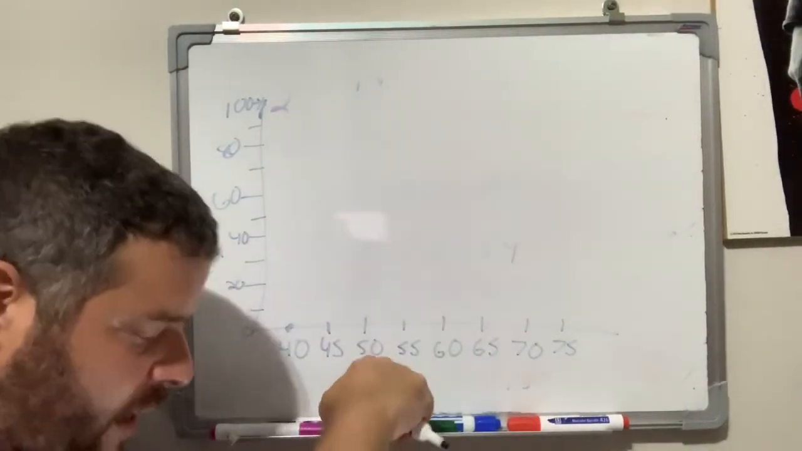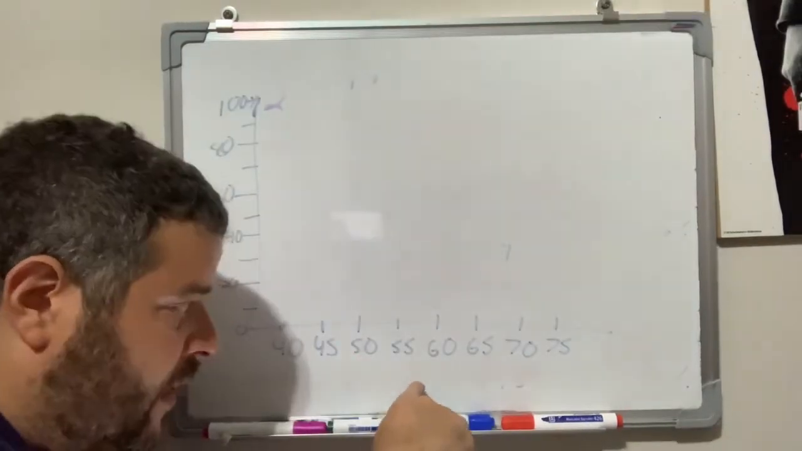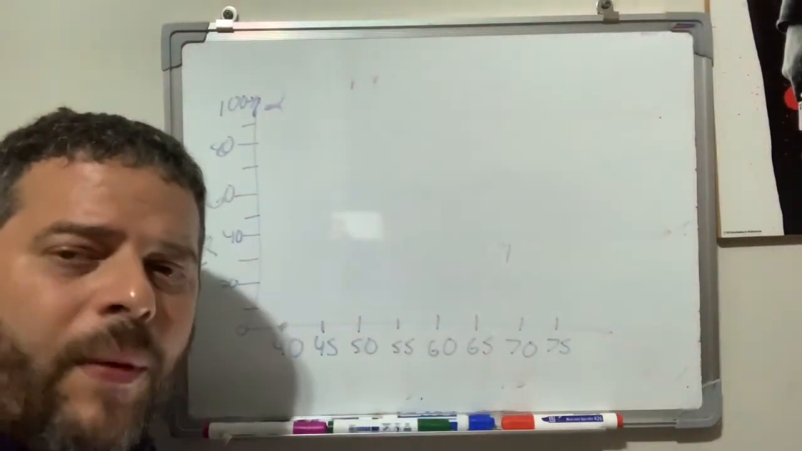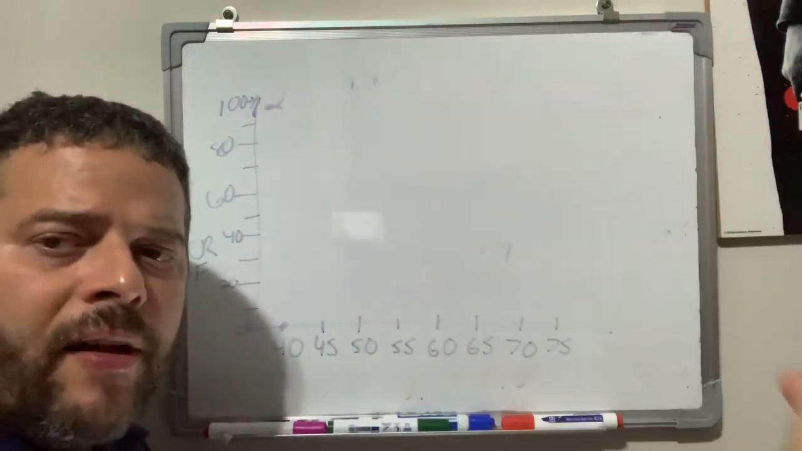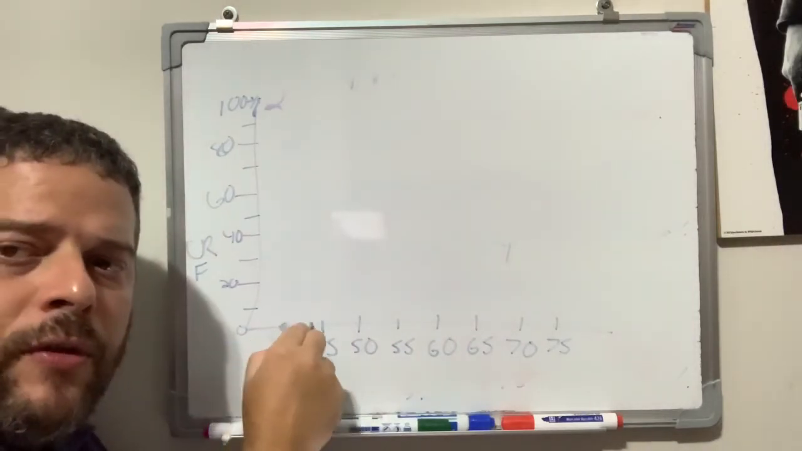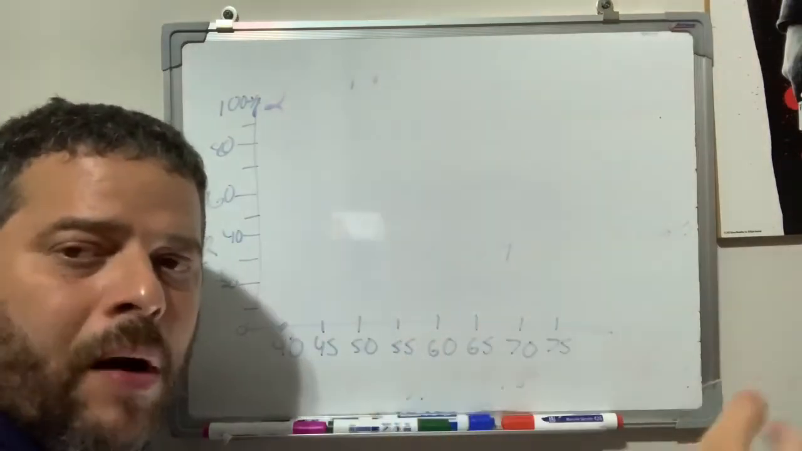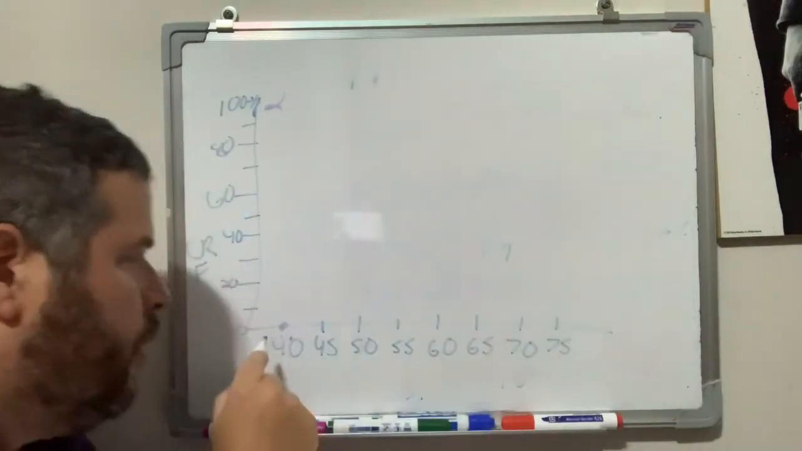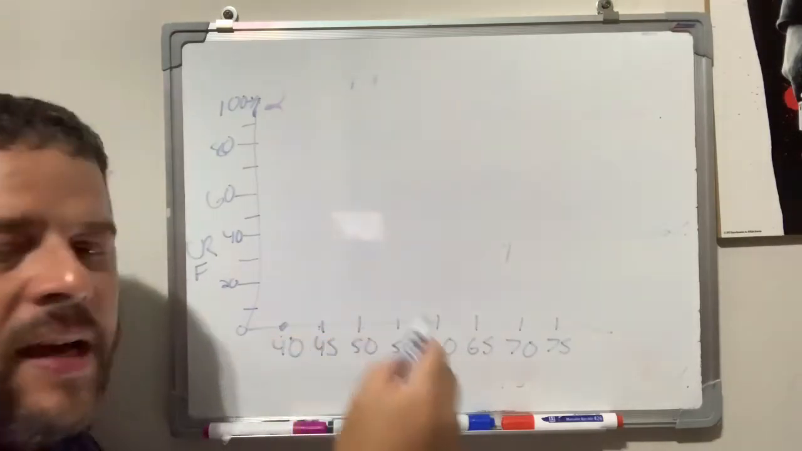The next one, instead of 49, would end at 50. The next one, instead of 59, would end at 60. So you always end at the smallest value of the following interval. I begin at 40, and instead of going 40 to 44, I end at the smallest value of the following interval: 40 to 45, then 45 to 50, and so on.